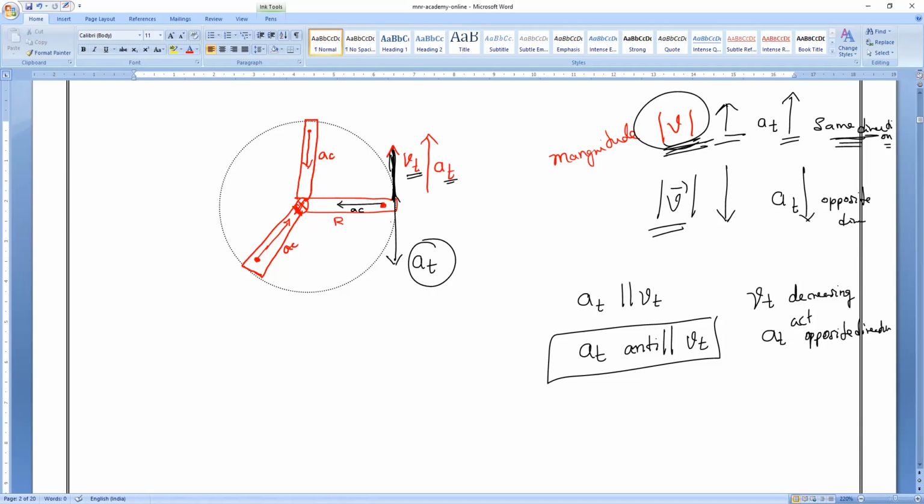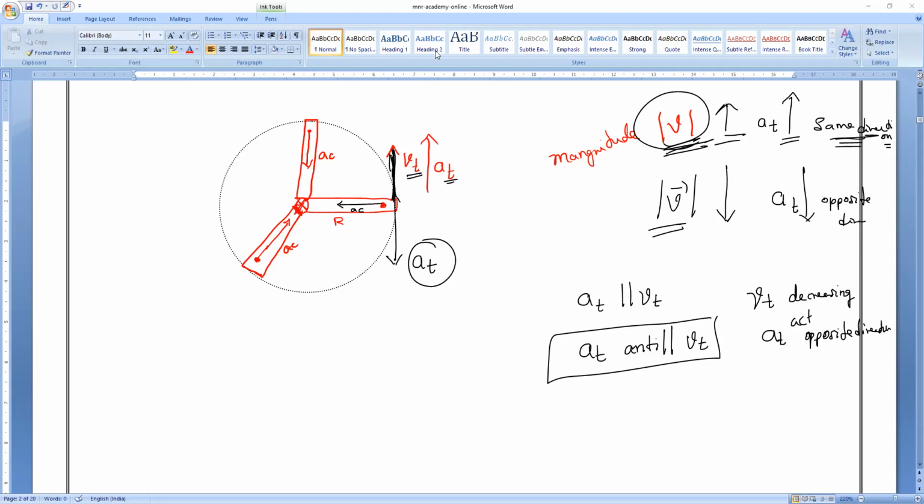For any internal particle of the system, does the centripetal acceleration remain constant or vary? Centripetal acceleration remains constant, but tangential acceleration is not constant. Tangential acceleration may be in the same direction as the tangential velocity or the opposite direction. If V increases, tangential acceleration is in the same direction as tangential velocity. If V decreases, opposite direction. Is it okay, everybody?